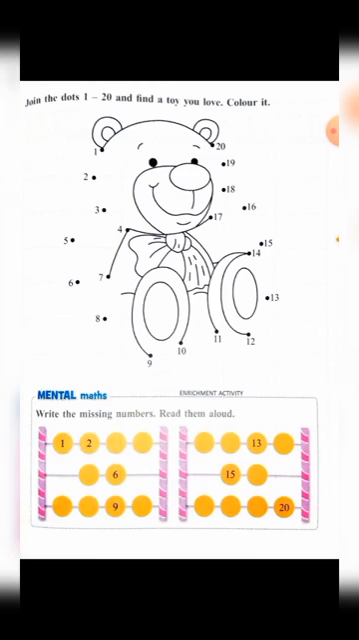Then mental maths. Write the missing numbers, read them aloud. There are some empty circles. They gave 1 and 2. After that we should write 3, 4, 5. Then they gave 6, and then 7, 8, and then 9, 10. Like this you should write all the numbers here.